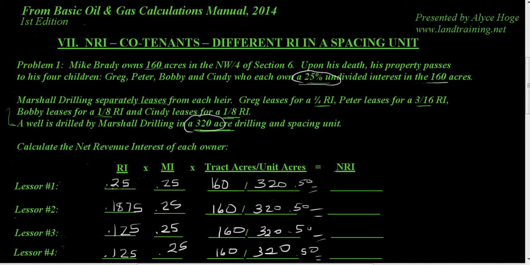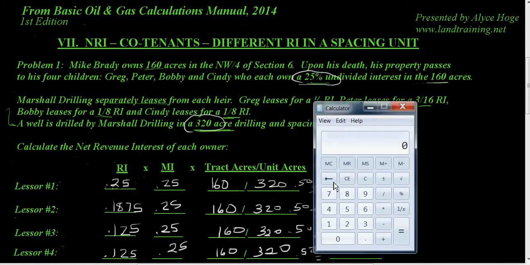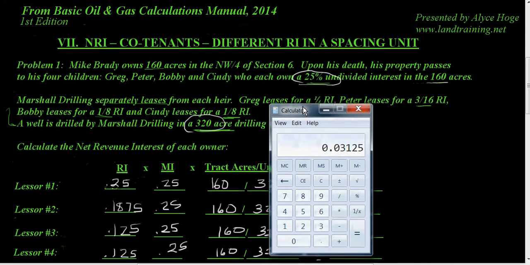So let's look at it. We're going to say the royalty interest is a 0.25 times the mineral interest, which is their 25%, 0.25, times the tract acres, which is 160, divided by the unit acres, and that gives a 0.03125 interest for Greg.